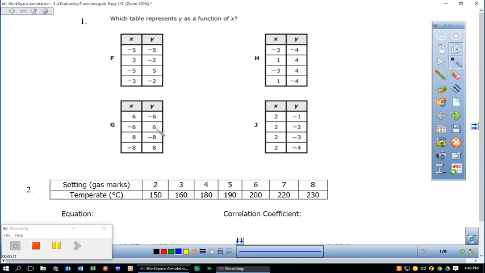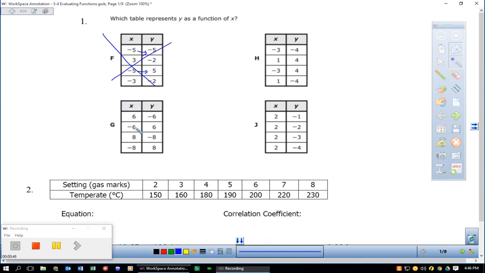So let us look at f. -5 goes to -5. Now if we look down here, it also goes to +5. So the -5 repeats. This one's not a function.